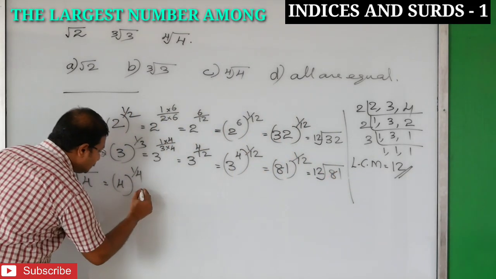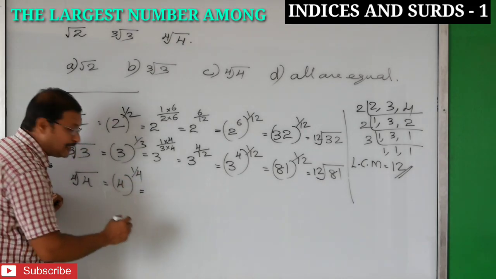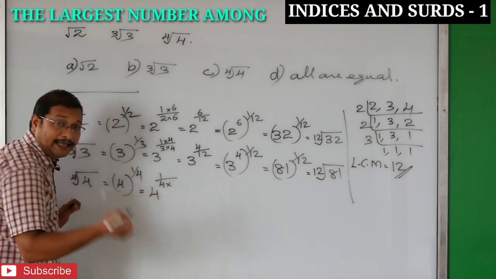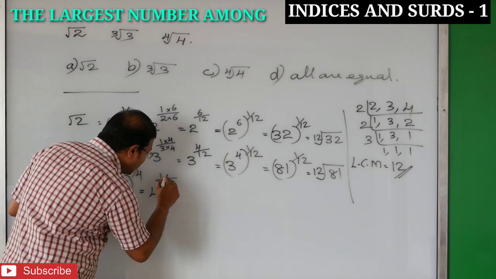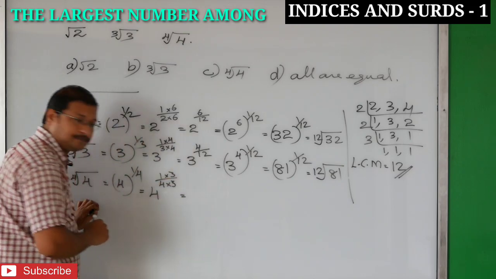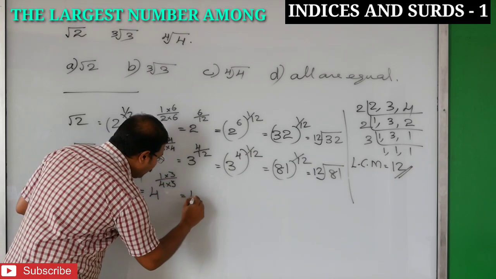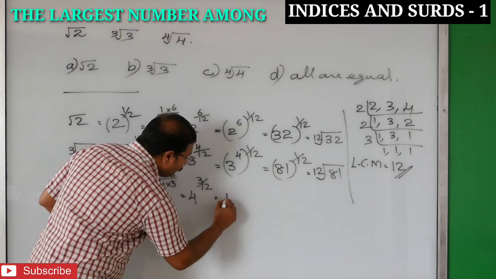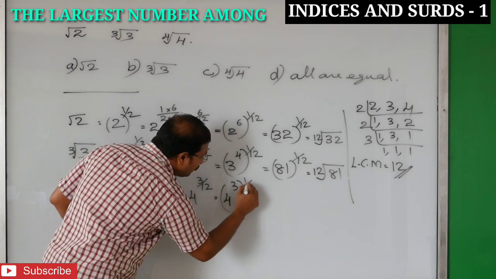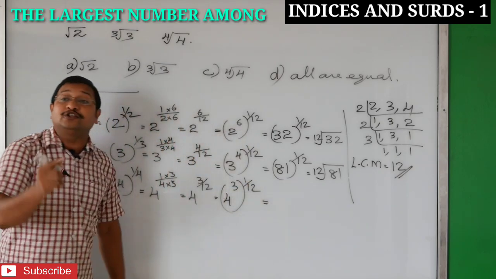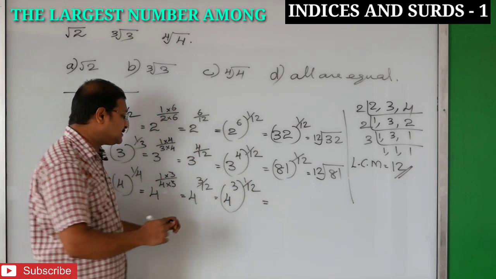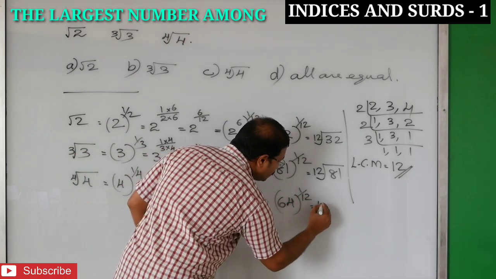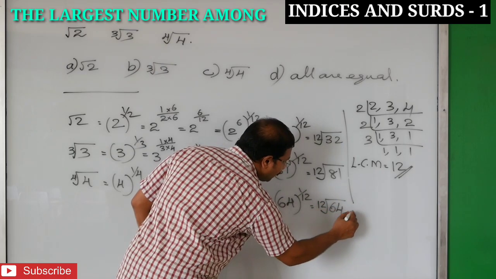Ready? Next one. This equals 4 raised to 1 by 4. That means you will write 4 raised to 1 by 4, and 4 into how much will you get 12? 4 threes are 12. So 3 will multiply the numerator and denominator of the power. This equals 4 raised to 3 by 12. This equals 4 raised to 3, the whole raised to 1 by 12. Now 4 raised to 3 means 64 raised to 1 by 12, which equals the 12th root of 64.